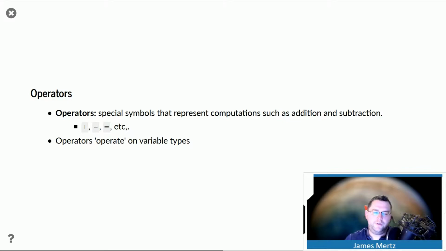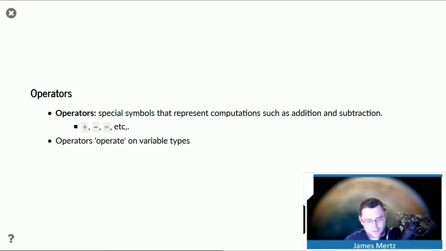So an operator is actually pretty simple. It's just a special symbol that's used to represent a computation or an operation that's being conducted. We often think of them as mathematical operations, like addition or subtraction. We've already shown you the equal sign, which is not equality but assignment, but the double equal sign is equality. It gets a little confusing, I know, but you'll get used to it, I promise.